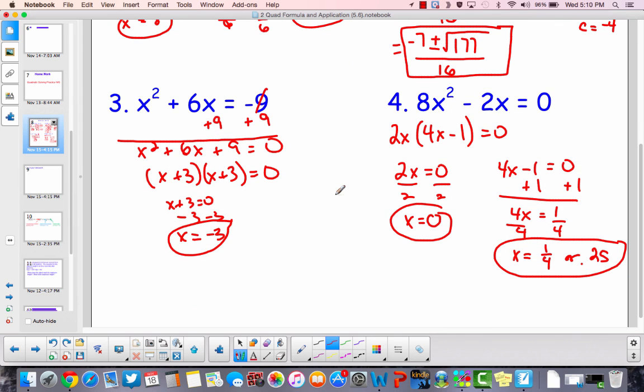Number 3, when I set it equal to 0, I ask myself what multiplies to give me 9 and adds to give me 6: positive 3 and positive 3. Since these are the same, I don't need to solve them both. I just solve one and I get x equals negative 3.